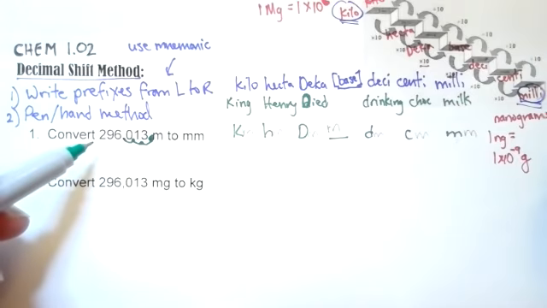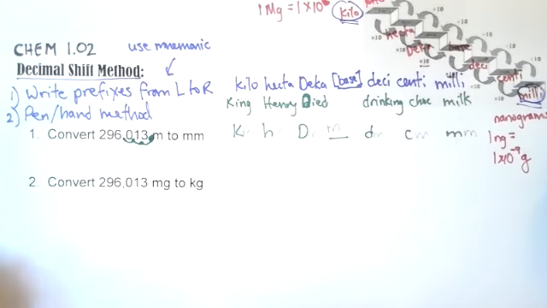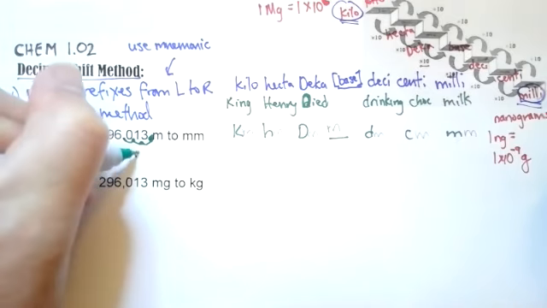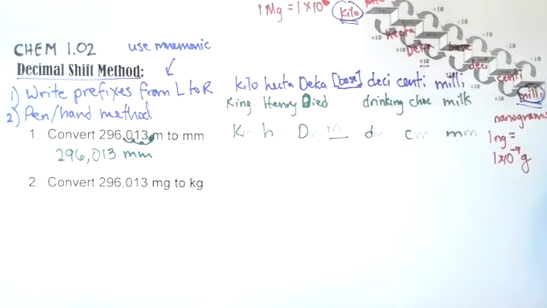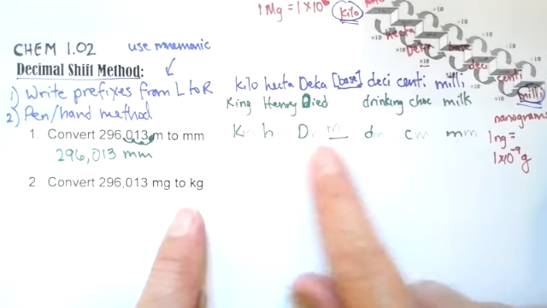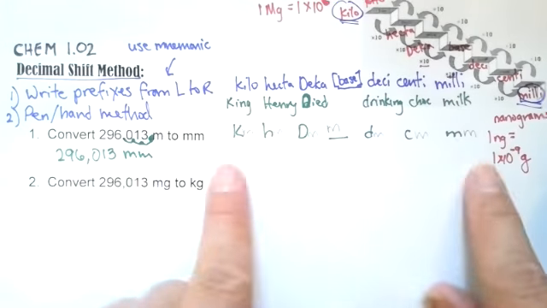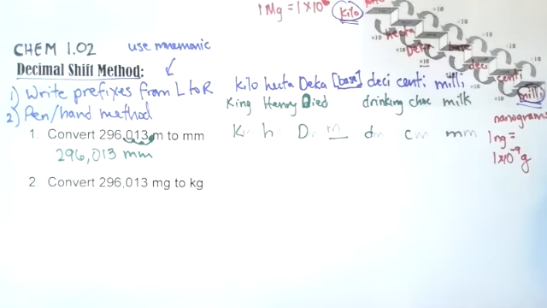So if I convert 296.013 meters, I have 296,013 millimeters. Maybe you don't need to use the pen hand method, because maybe you know that there are 1,000 millimeters in a meter, and you just know that you're going to shift your decimal to the right. I find a lot of students don't know how to do it this way, and by setting up your line here and putting your pen here, you're always moving them in the correct direction.